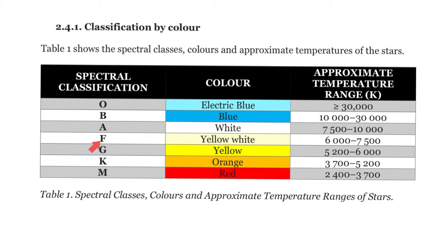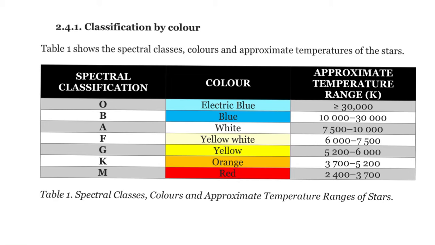Then we've got F, class F. They're yellow-white. They have a surface temperature that ranges between 6,000 and 7,500 Kelvin. We have G, which is yellow. That falls between 5,200 and 6,000 Kelvin, and our Sun falls in that range. Our Sun is classified as a yellow dwarf star. Then we've got K, which are slightly cooler stars. They have surface temperatures of 3,700 to 5,200 Kelvin. And they have an orangey color.